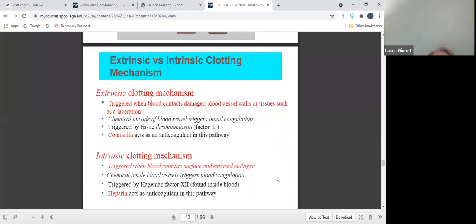All right, so extrinsic versus intrinsic clotting mechanisms. Extrinsic clotting is triggered when blood contacts a damaged blood vessel wall, the endothelium. The anticoagulant in this pathway is coumadin.